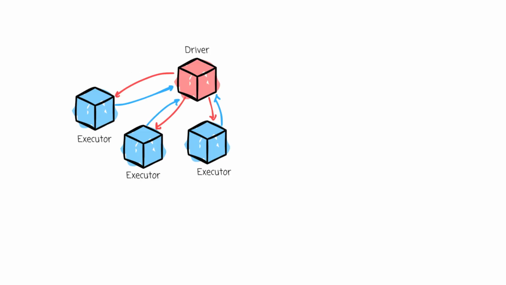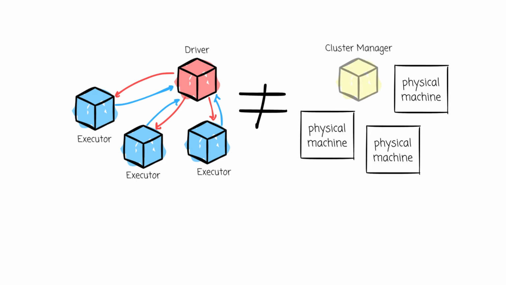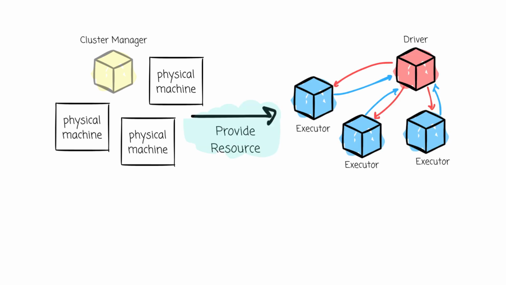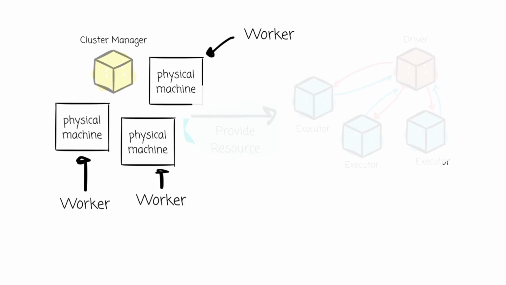The Spark driver and executors cluster differs from the cluster hosting your Spark application. To run a Spark application, there must be a cluster of machines, or processes if you're running Spark locally, that provides resources to Spark applications. The cluster manager manages this cluster and the machines that can host driver and executor processes, called workers.